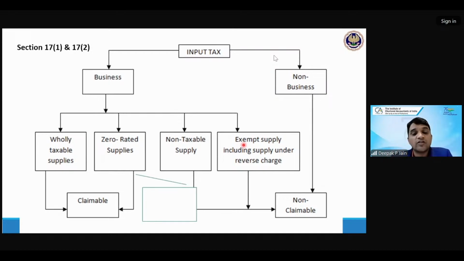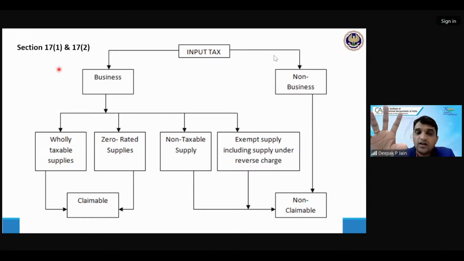Okay. Now, what are zero rated supplies? We are telling you that for zero rated supplies, ITC is claimable, but for exempt supplies, ITC is not claimable. Why is that so? What should be the logic? Because even in zero rated supply, as the name suggests, it is zero rated, so there is no GST on the outward supply. And even in case of exempt, it is exempt. So why is there a difference between zero rated and exempt supply?